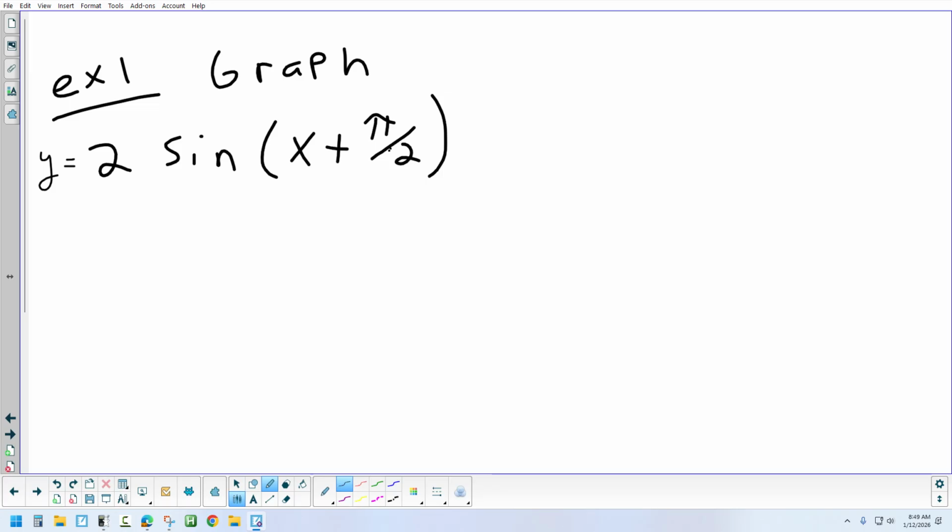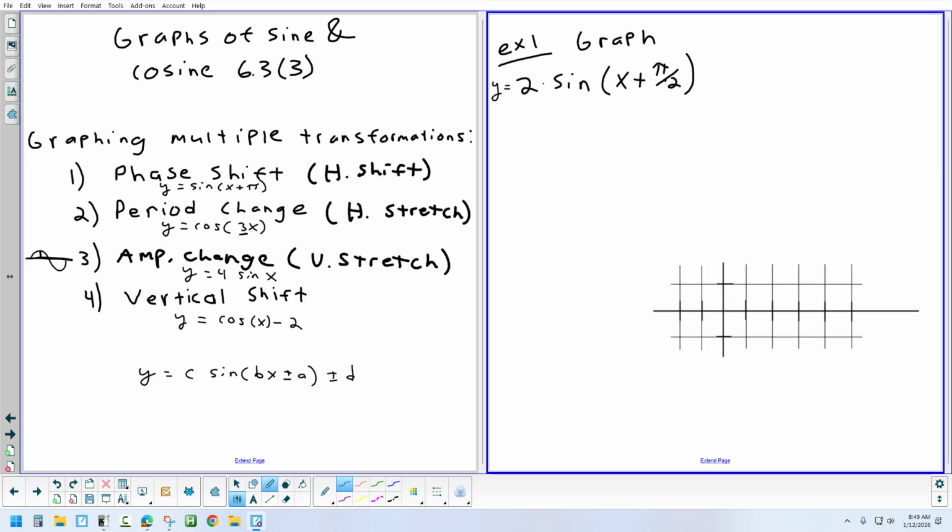Yep. Horizontal shift. That's going to be a horizontal shift. And what about the times 2 in front? Yeah. Vertical stretch. That's a vertical stretch. So we've got a horizontal shift and we've got a vertical stretch. So we've got transformation, I called it 1 and 3. So we're going to do 1 first, and then we're going to do 3.